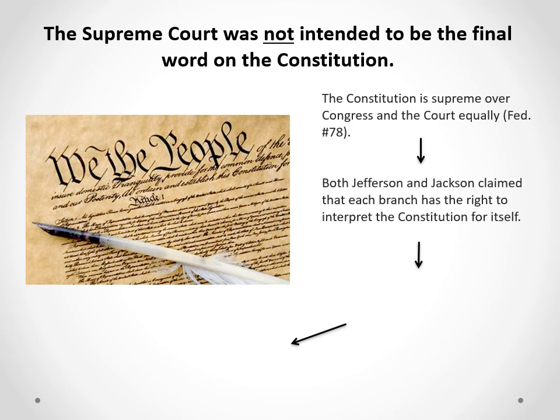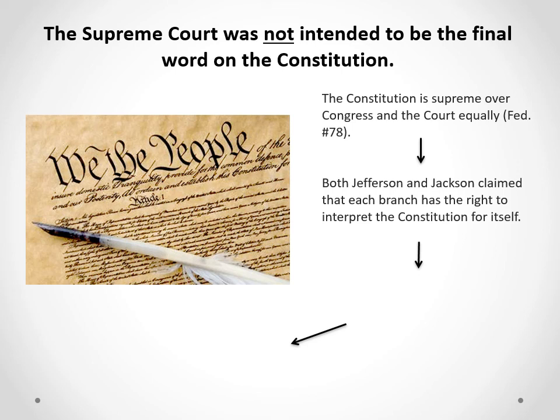Thomas Jefferson said each department of the federal government is truly independent and has an equal right to decide for itself what is the meaning of the Constitution. Each of the three departments has equally the right to decide for itself what is its duty under the Constitution without regard to what the others may have decided for themselves. So Thomas Jefferson felt that each branch of government, including the Supreme Court, was truly independent and was not intended to be the final word on the Constitution.